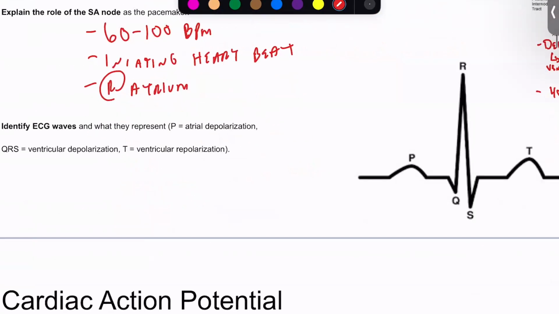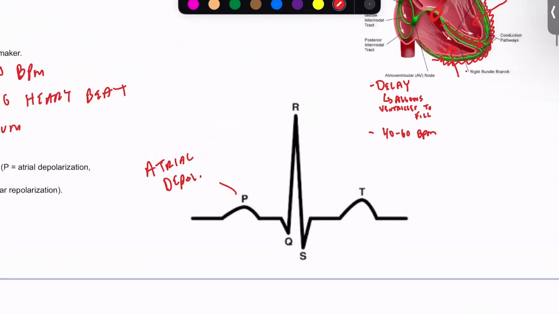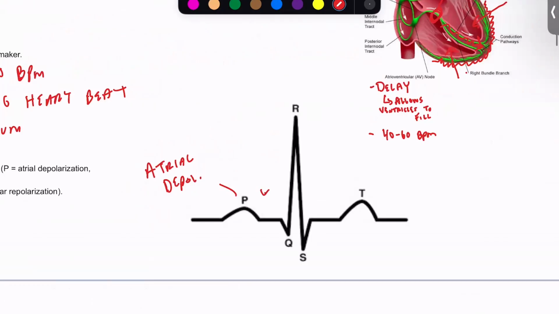All right, and lastly, identify the EKG waves and what they represent. So we've got the P wave first. P wave is going to be atrial depolarization. So this is where the electrical activation starts, and it's right before the atria contract. And then the atria would contract right around here. Then we've got our QRS, okay, and this is for ventricular depolarization.